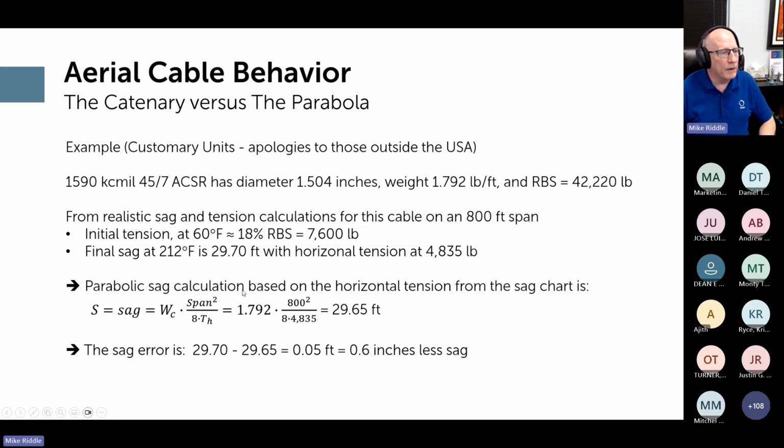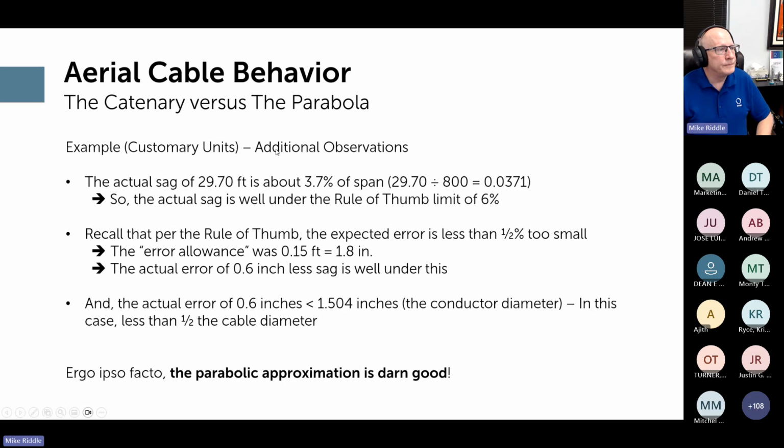So the parabolic sag calculation based on the horizontal tension from that sag chart is this. The math is very straightforward. Final answer, 29.65. But the sag and tension chart, which is using the catenary format, gave you 29.7. So you're half an inch less sag than what it's actually going to be. So the parabolic approximation is pretty darn good.